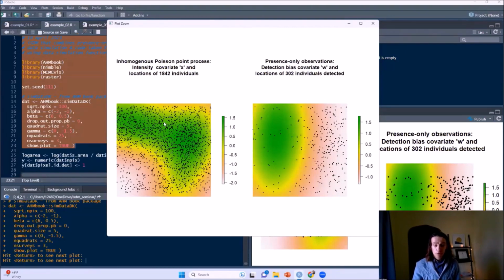And then these two covariates here that I'm showing you in the background are at a fine spatial resolution that we're using to approximate continuous space.